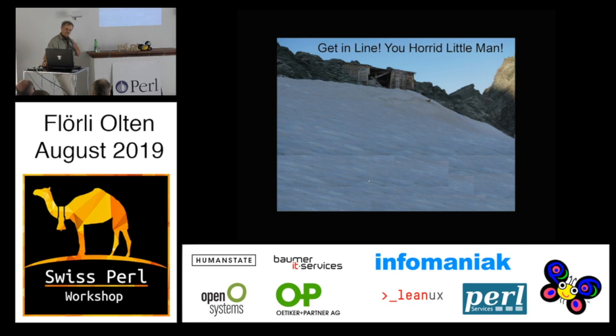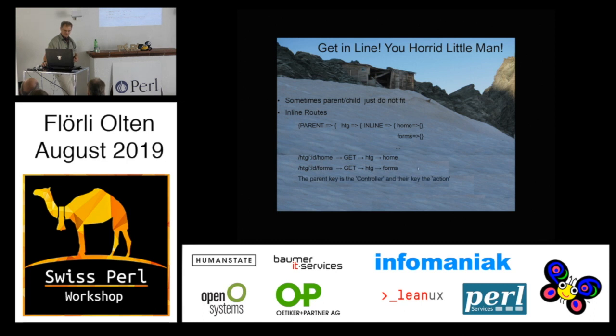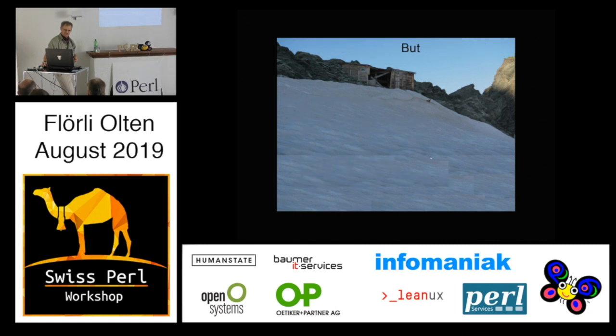Then you get into the question of an inline. None of you are in the Canadian Army, so you will know what that means. Inline root, which is just a little variation on the child. Sometimes parent and child doesn't fit, so we come up with inline roots. So you've got a parent, HT inline, home, and get forms. Again, you get HT home with a get, like that. These come into use. Again, in this case, the parent is the controller and the action is the key again.